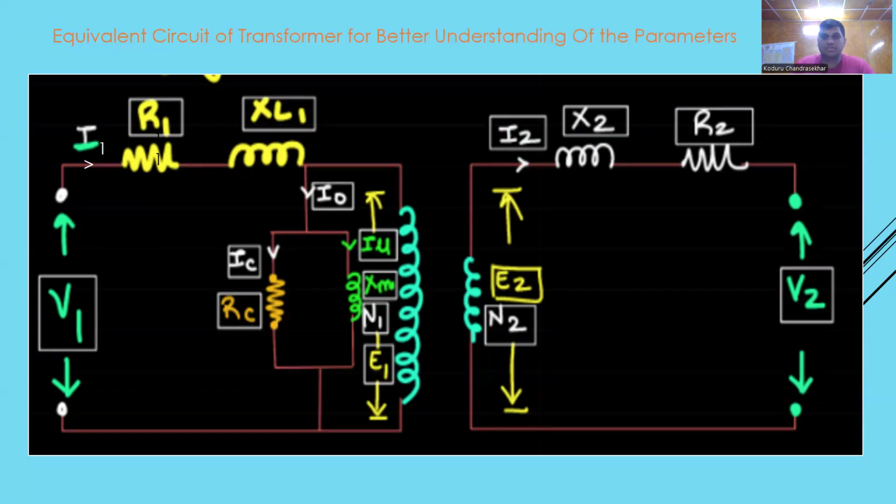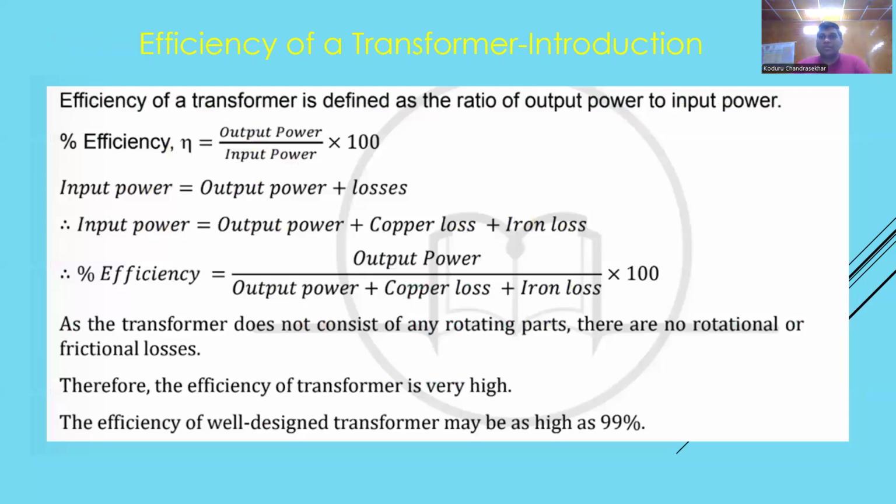and secondary induced EMFs. So coming to the efficiency of a transformer, efficiency of a transformer is defined as a ratio of the output to input power. So efficiency is denoted by a symbol eta, which is equal to output power divided by input power into 100, 100 for the percentage. Input power can be written as input power equal to output power plus losses. Input power equal to output power plus copper loss plus iron loss.